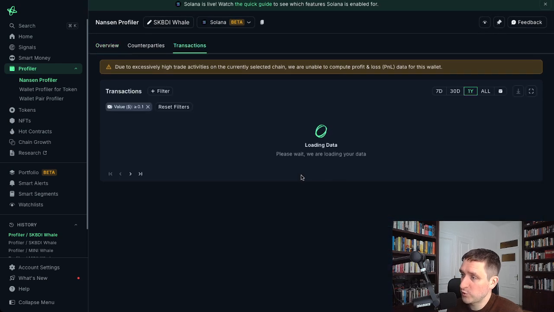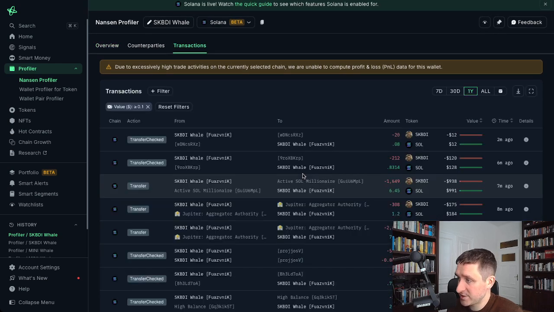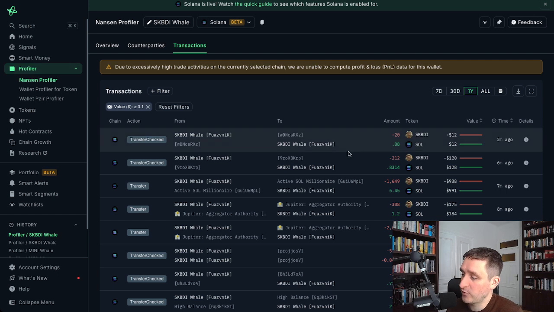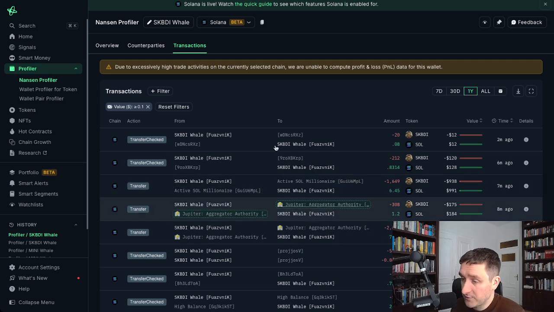You can also go into transactions and see some of the transactions. Sometimes you're able to see profit and loss P&L data for particular wallets, but if they have many transactions, it's hard to calculate, and you really don't have this data here. So this is really cool. Really recommend looking at that.